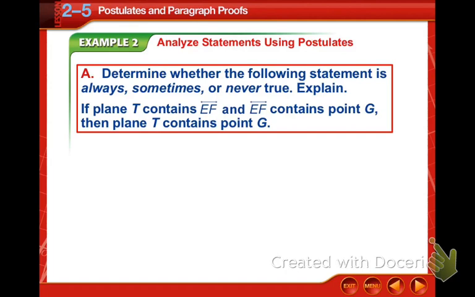So, if plane T contains line EF and line EF contains point G, then plane T contains point G. Once again, we have a plane, a line, and points. So we're talking about all 3. That means we're talking about 2.5, and that means that this is always true. It's always true, and it's referencing 2.5.